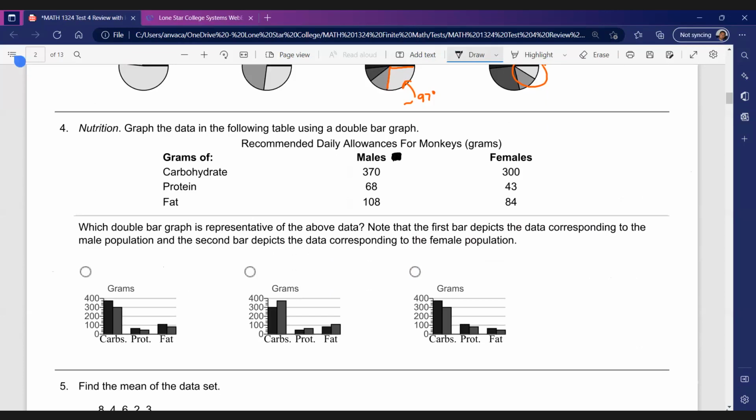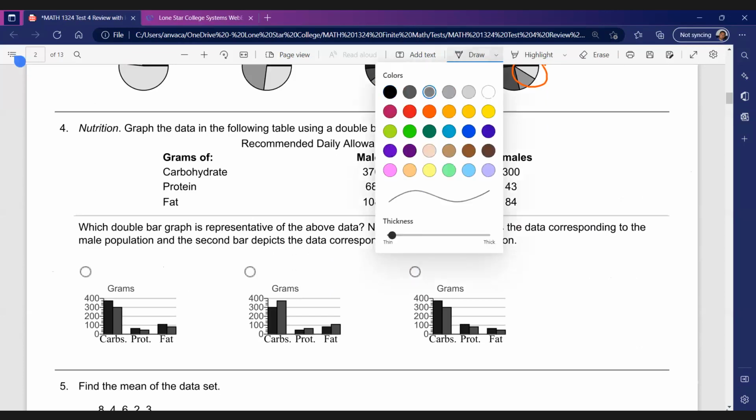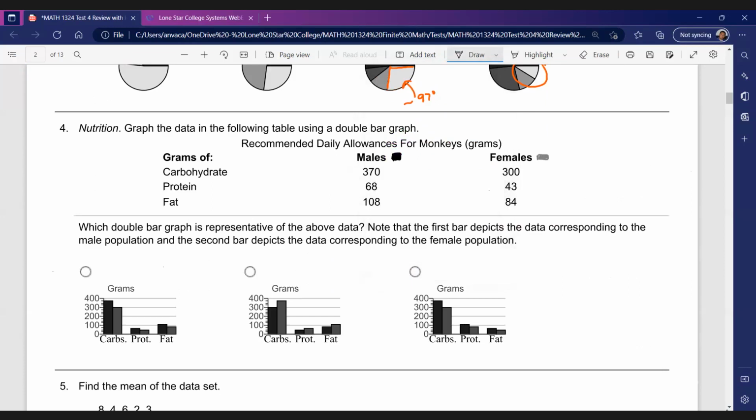And maybe the females is more like the gray color. But let's see. Again, it probably will be better in your MyMATLAB with some colors and things like that. Okay. And so let's see. 370, 300. It looks like 68. It looks like to me like 43. This looks a little bit like above 100, so 108. And I see something below 100. That's 84. So I'm liking very much answer A.